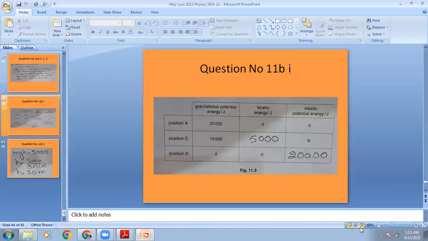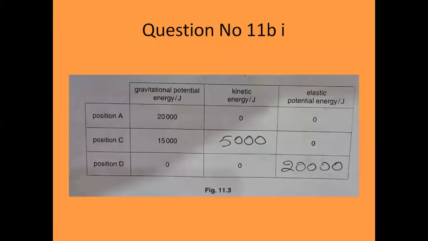Okay, so let me show you from here. At the position C, the potential energy will be 15,000, and the rest of the 5,000 will go into the kinetic energy, and the elastic potential energy is still 0. At the position D, the gravitational potential energy will become 0, the kinetic energy will become 0, and the elastic potential energy will be 20,000 joules.